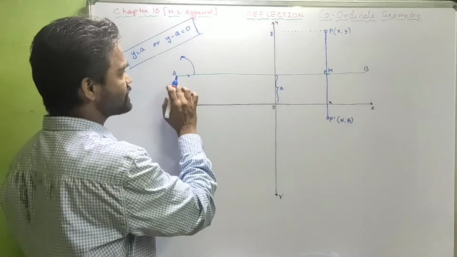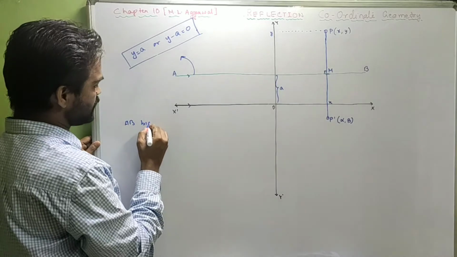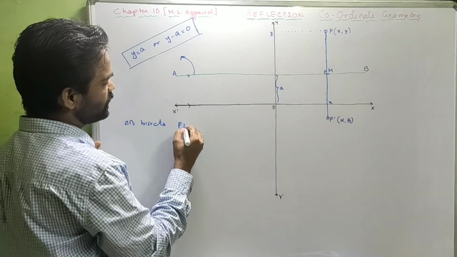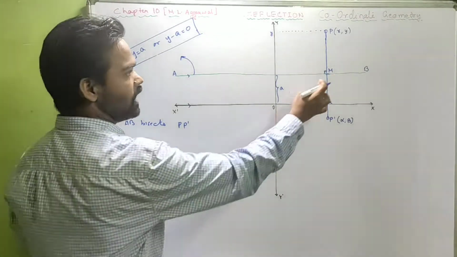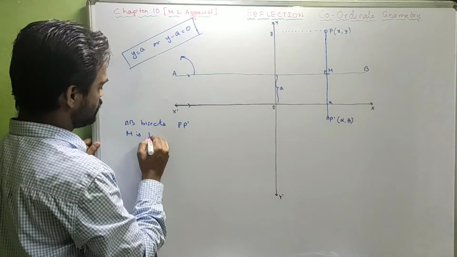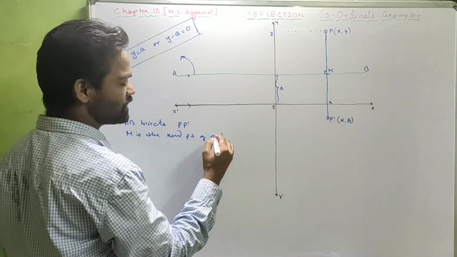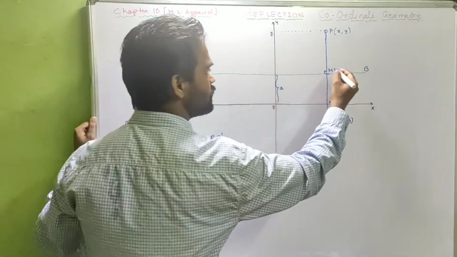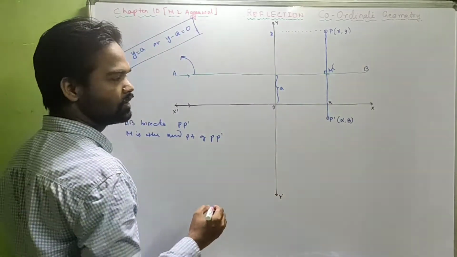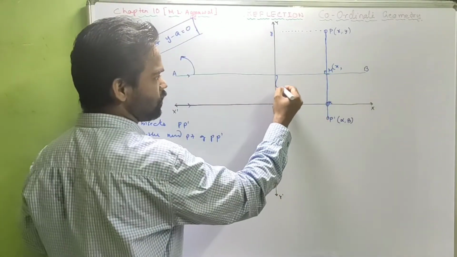Now we know this line AB bisects PP dash, and M, according to the diagram, is the midpoint. M is the midpoint of PP dash. Now take out the coordinates of M. The x coordinate is x and the y coordinate is A.